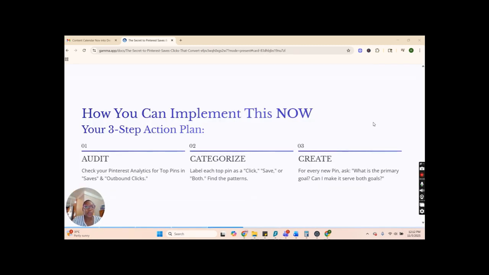Okay, guys. So how can you implement this today, right? So this is a simple 3-step process. So first, you go into your analytics, right? So you can use your phone. I basically use my phone and I snapshot my outbound clicks, right? And I snapshot my saved pins and I put that into ChatGPT to analyze it.